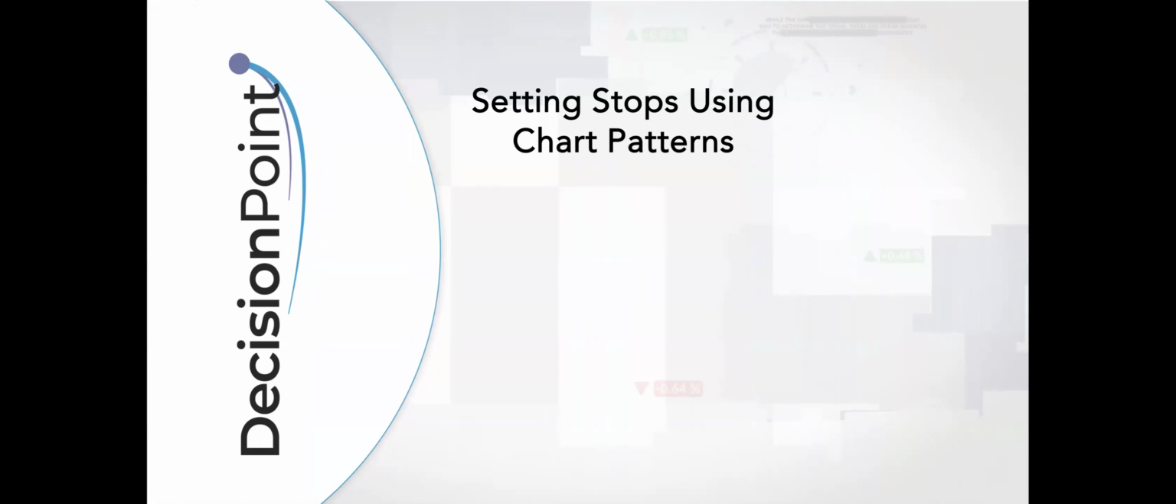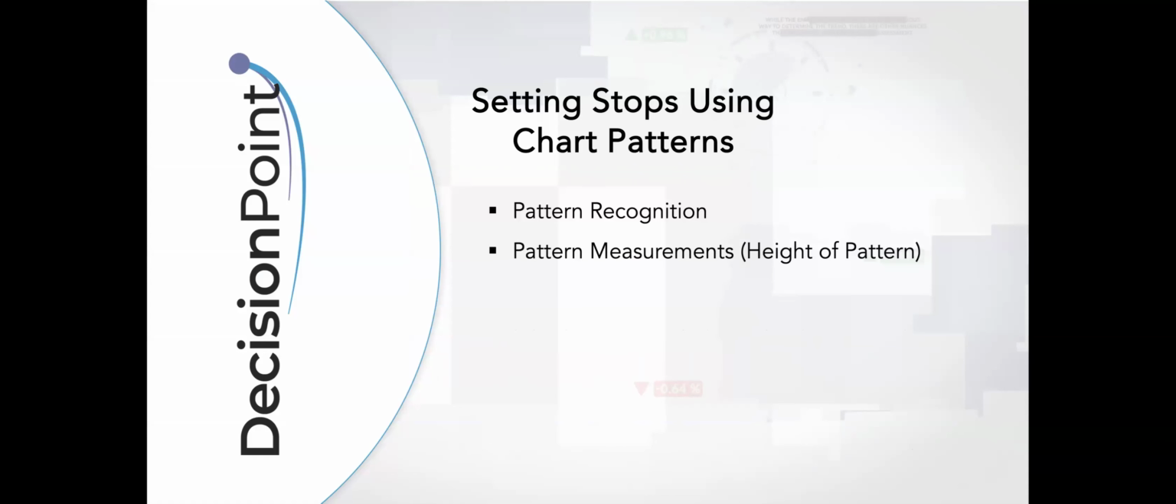So setting up your stops using the chart patterns, you have to recognize the pattern first of all. That's going to help you figure that out. You want to look at those pattern measurements. That's going to tell you the height of the pattern, your expectations. So you can look and see where the breakdown could occur on, for example, those double bottoms. We got the height of the pattern.